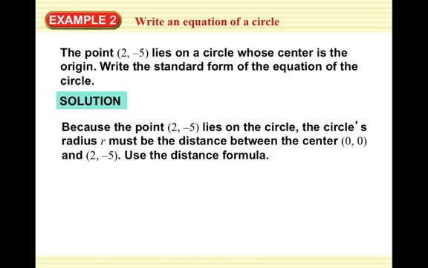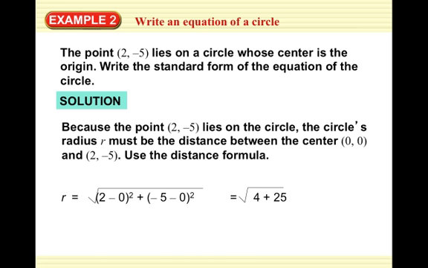Because the point (2, negative 5) lies on the circle, the radius r must be the distance from the center to that point, and the center is at (0, 0). So the radius will equal the distance from (0, 0) to (2, negative 5). We're going to use our distance formula that we learned yesterday, and instead of calling it d equals, we're going to do r equals because it's the radius, and it's going to equal the square root of (x2 minus x1) squared, so (2 minus 0) squared, plus (y2 minus y1) squared, so (negative 5 minus 0) squared.